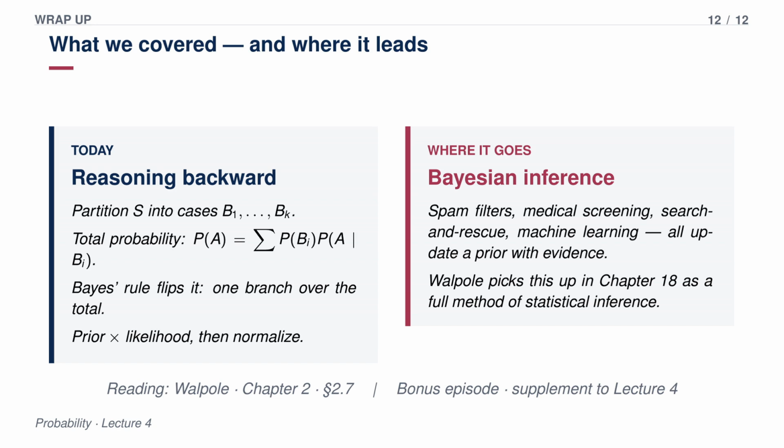And this isn't a curiosity. Spam filters, medical screening, search and rescue, a lot of machine learning. They're all the same loop. Start with a prior, see evidence, update. Walpole picks it up again in Chapter 18 as a full method of statistical inference. So next time your smoke alarm goes off, you'll know exactly which number to ask for.